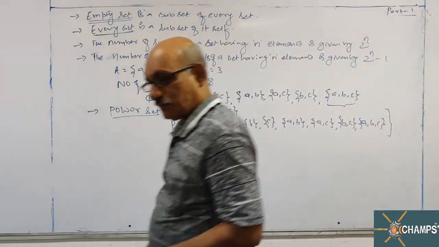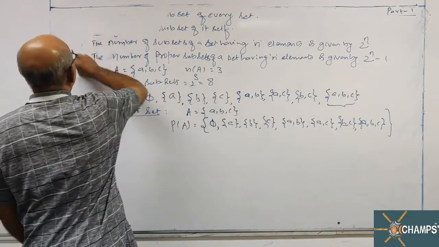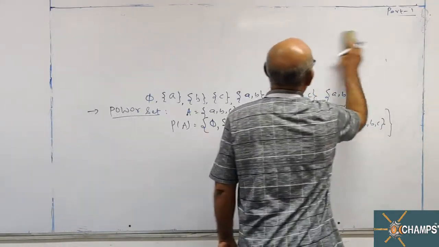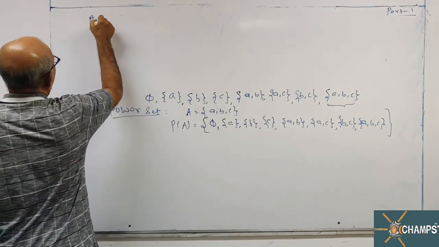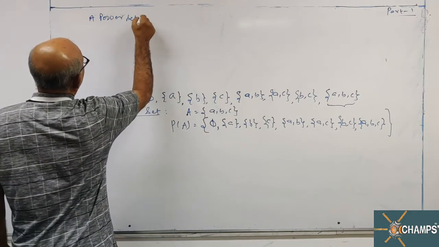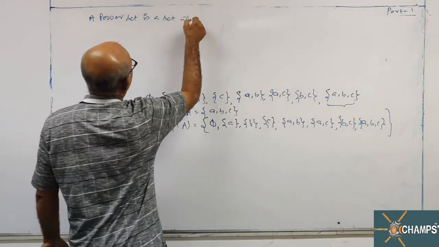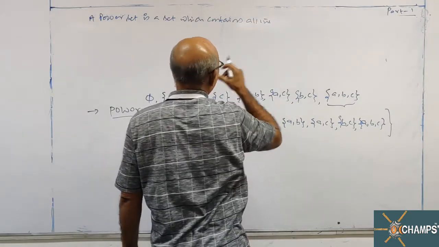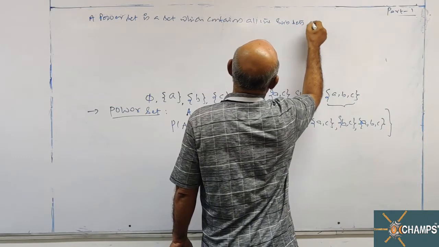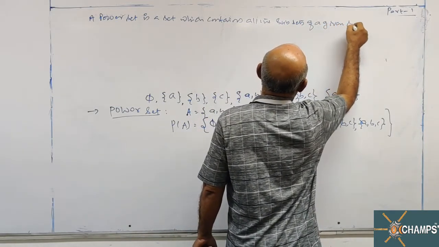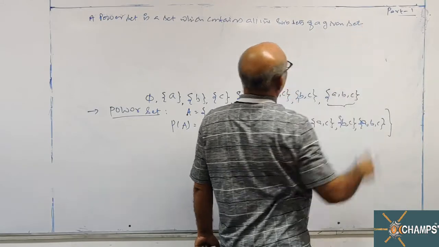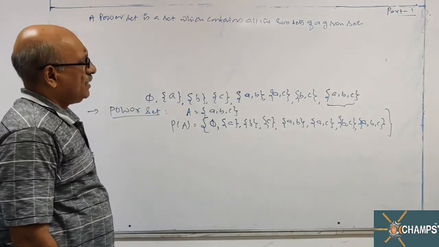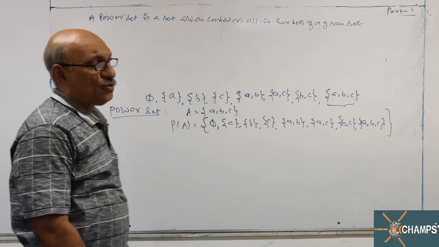So a power set is a set which contains all the subsets of a given set. This way you can define a power set.